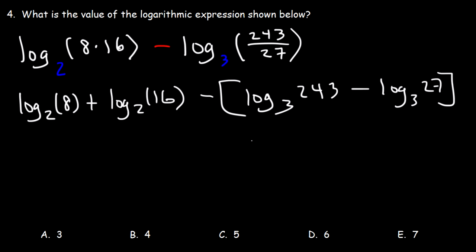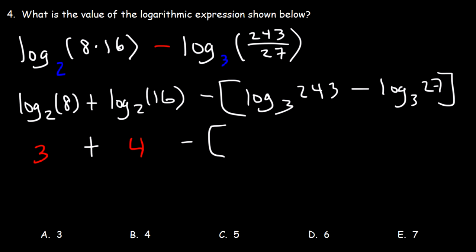Now let's simplify each log. How many 2's do we have to multiply to get to 8? 2 times 2 times 2 is 8, so we got to multiply 3 2's to get to 8. So log base 2 of 8 is 3. Now how many 2's we got to multiply to get to 16? We know 2 to the 4th is 16, so log base 2 of 16 is 4.